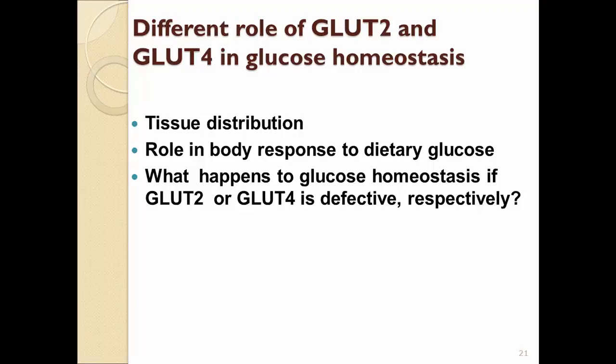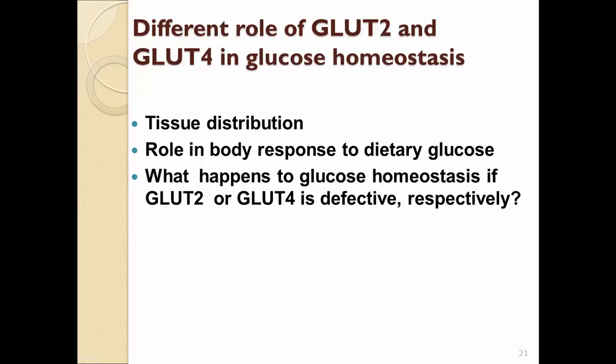Which tissues are the major tissues that express GLUT2? Pancreas, liver, right? So liver and pancreas are the two major tissues that express GLUT2. GLUT2 is the major transporter in these two tissues and transports glucose into them. And what about GLUT4? Adipose tissue and skeletal muscle, right? And also cardiac muscle as well.